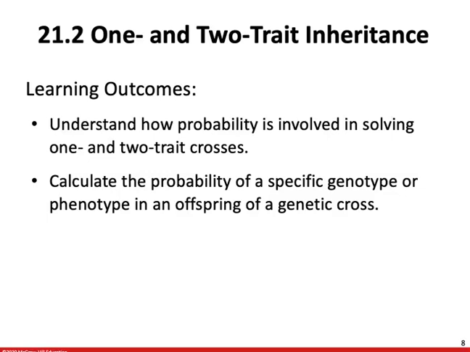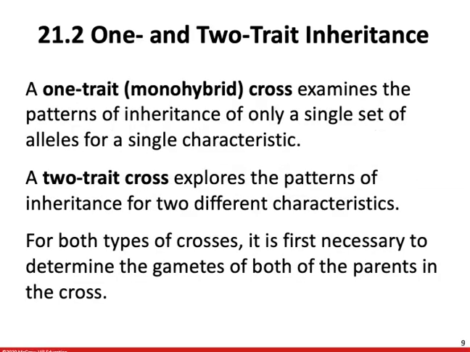All right, next up we're going to practice how to use probability to solve 1 and 2 trait crosses. So we're going to start off with just a couple of definitions. A one-trait cross is also known as a monohybrid cross. This is going to examine the patterns of inheritance of only a single set of alleles for a single characteristic.